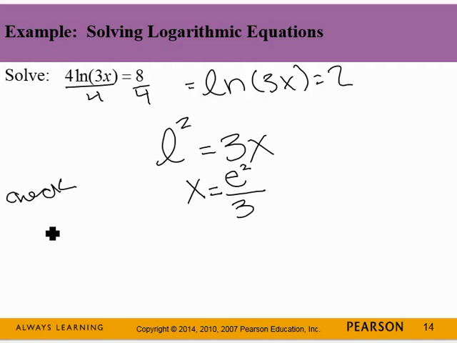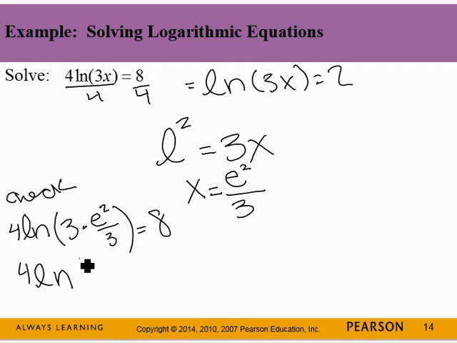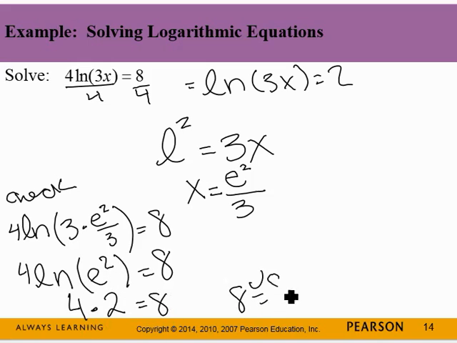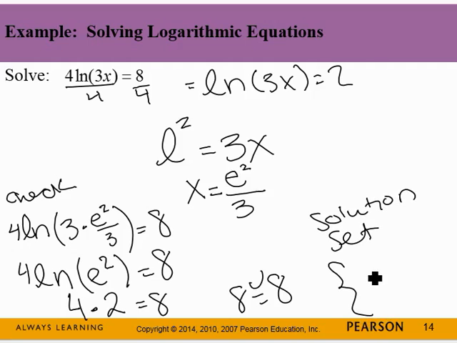Now if you check this, it means you have 4 ln of 3 times e squared over 3 equals 8. Based on the rule, ln e squared means you are just left with your 2. So my solution set is e squared over 3.